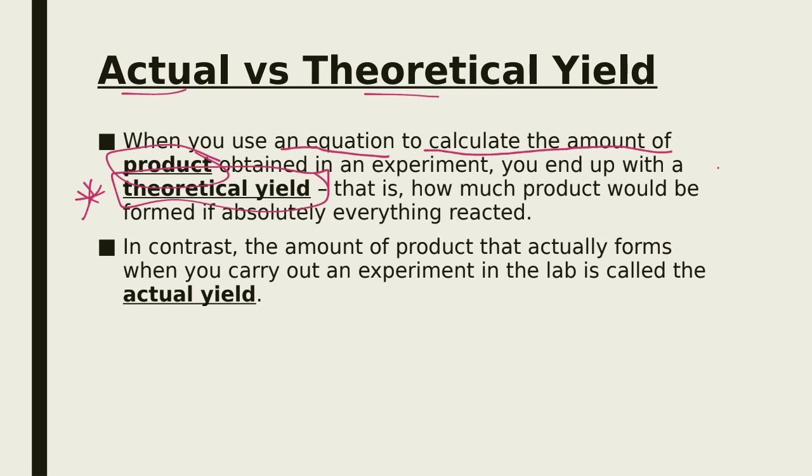In contrast, when you carry out an experiment in the lab, things don't always happen perfectly. Sometimes you get pretty close, but lots of times things aren't perfect. And so when you carry out an experiment, the amount of product that you actually obtain in your reaction or in your experiment is what we refer to as the actual yield. This is also sometimes called the experimental yield. So I'll use both terms interchangeably. Lots of times I just write actual yield because it's shorter.